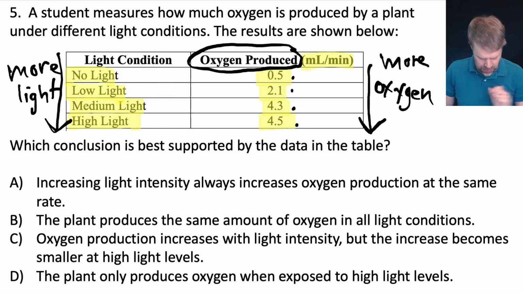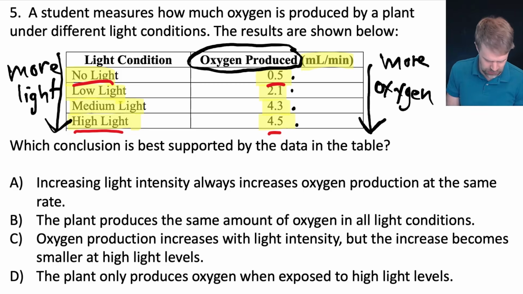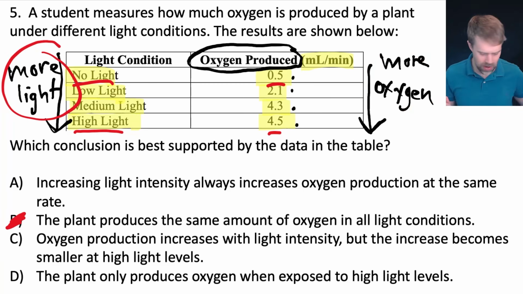B. The plant produces the same amount of oxygen in all light conditions. No way, because look, with no light it makes 0.5. With high light, it makes 4.5. So the same amount of oxygen in all light conditions? Absolutely not. Because we've said more light, more oxygen. There's no way that's right.